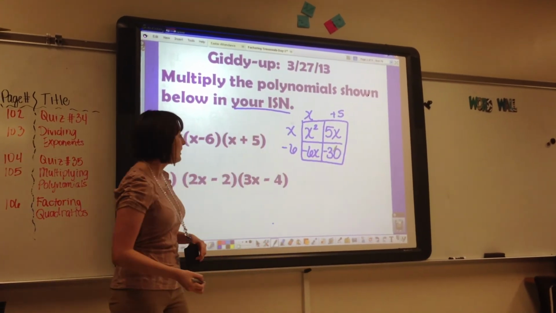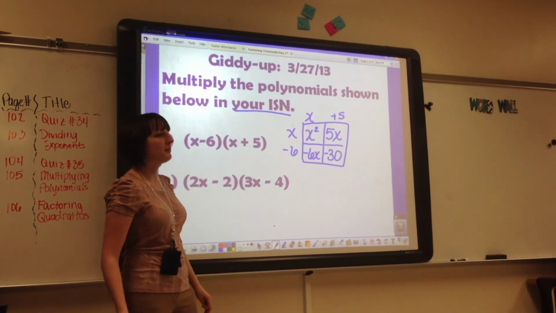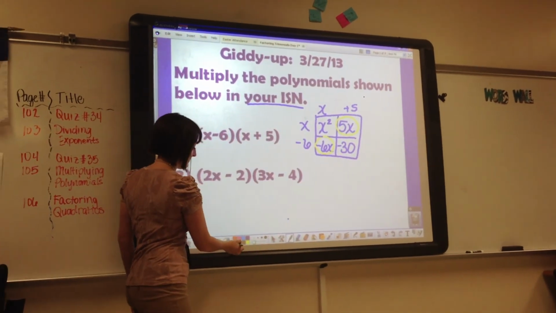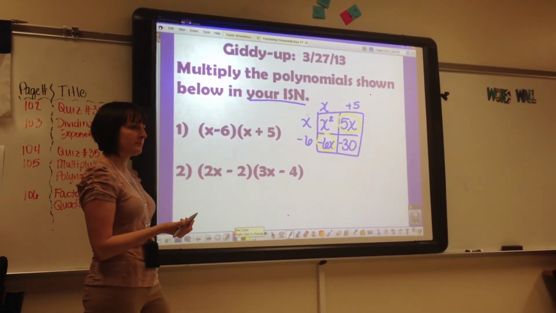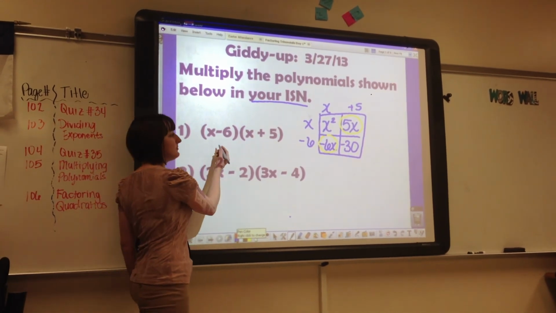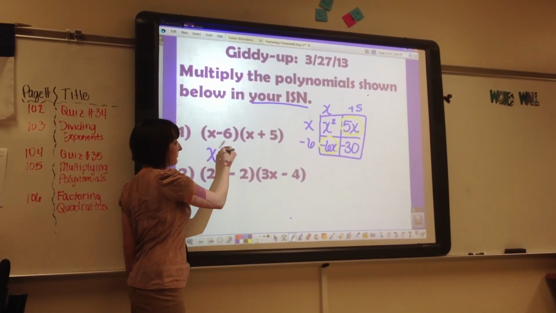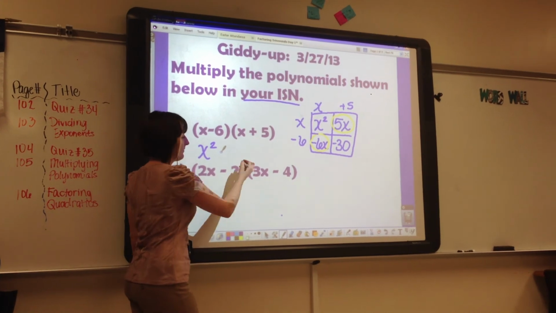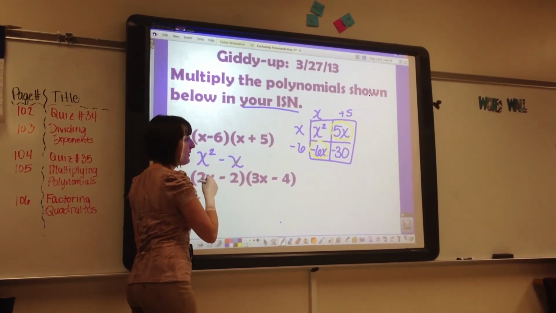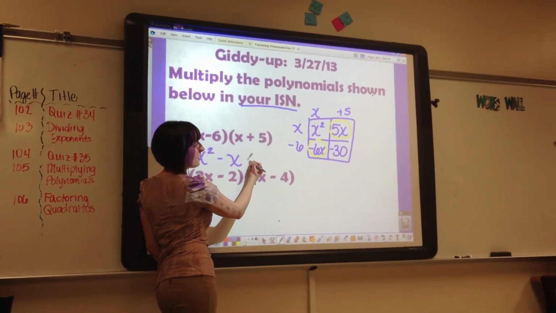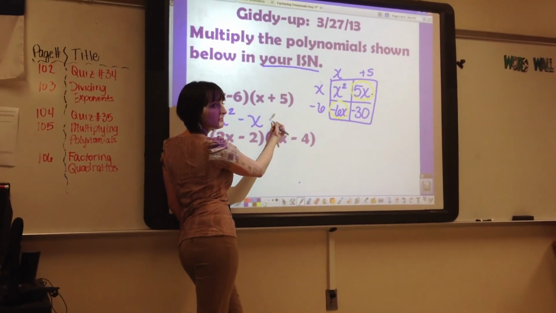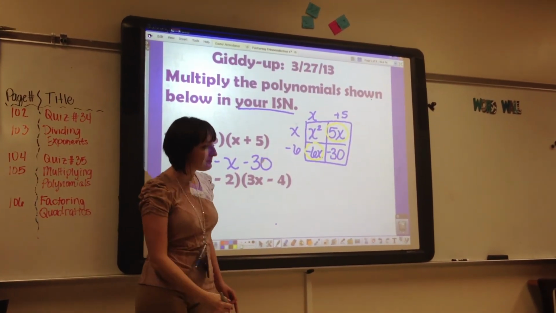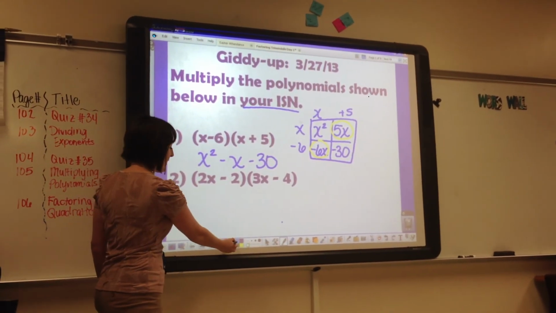Good. So what alike terms do we have? Negative 6x and 5x. Awesome. And now, what do we do? Tell me my answer. X squared plus... minus 1. Combine these alike terms and you get what? Minus negative 1. Oh, wait, you add that? Uh-huh. You add them. Is it squared? X to the third power. So I got minus 30. Okay? Everybody okay with the first one?